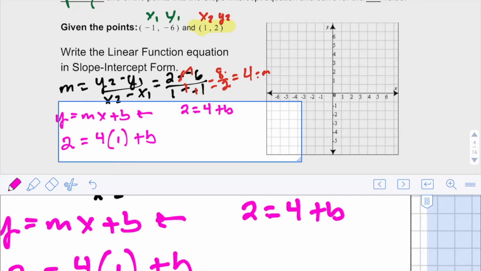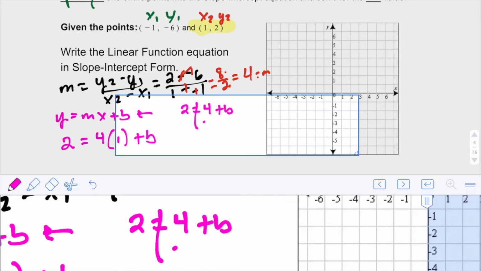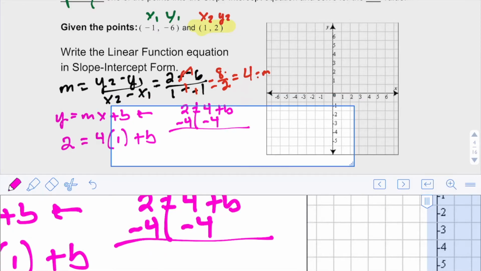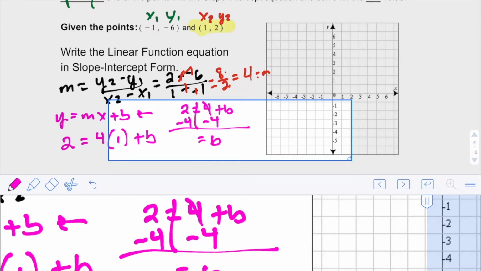All right, and to solve for b, we draw our balancing point and we subtract 4 from both sides, and we get b left on this side, and that's going to equal, and then these 4's are going to cancel, and then we got 2 minus 4. Well, 2 minus 4 is -2, so we know that our y-intercept is definitely going to be -2.